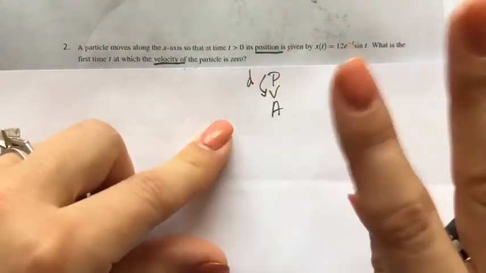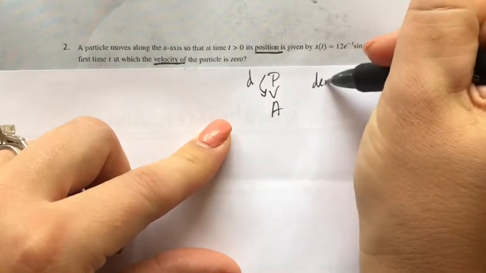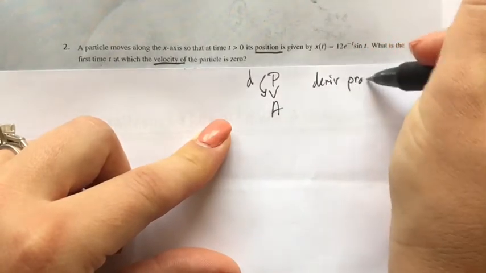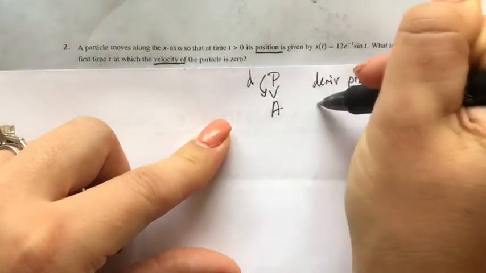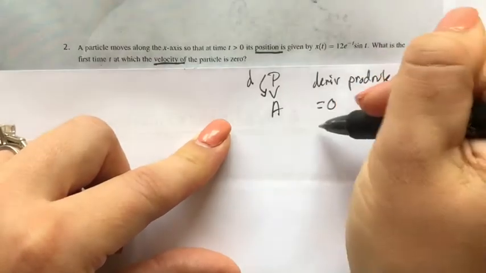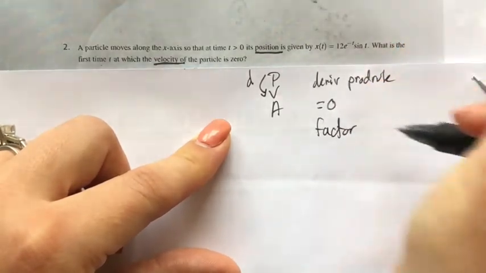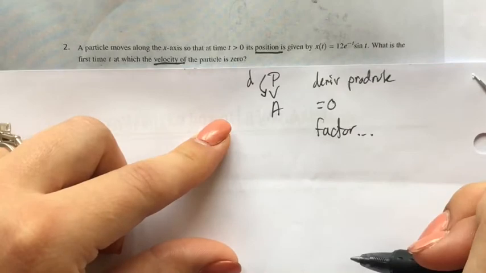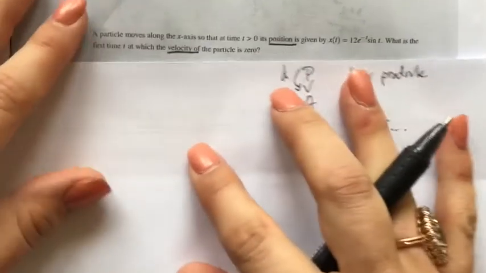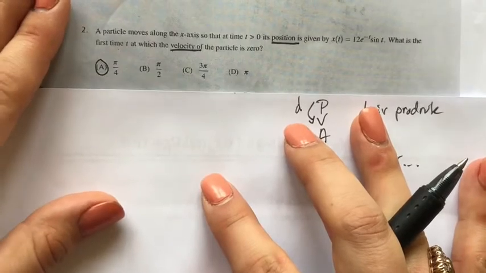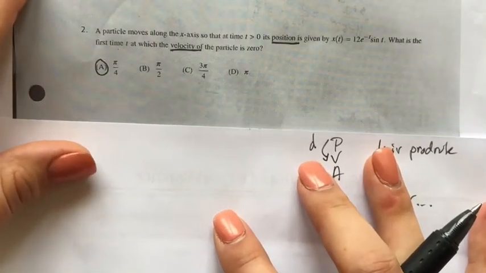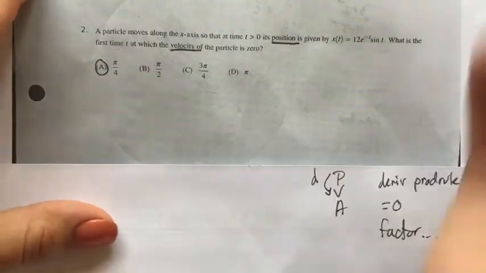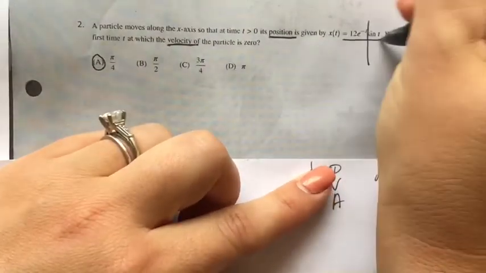Here are your steps. You're going to derive using the product rule, set it equal to 0, and then in order to solve it, you have to factor, then set each factor equal to 0 and solve. All right, let's do it out. So the answer is pi over 4. Oh, I didn't do it out. Haha. All right, let me do it out here.